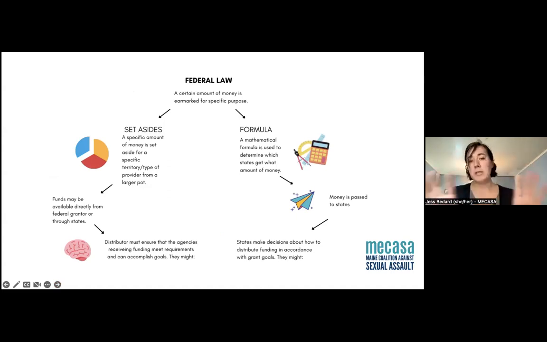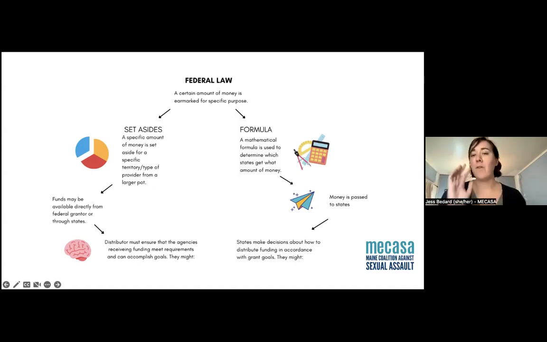funding, there are two types that are common in our work. And if this is too in the weeds for you, and you're like, I came here to learn how to apply for federal grants and this context is too much, I encourage you to just cover your ears for the next 3 minutes. And then we'll come back out of the weeds and focus on something more tangible.